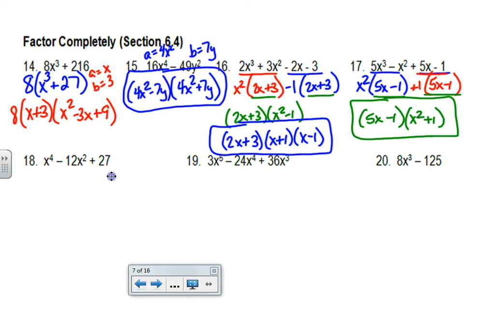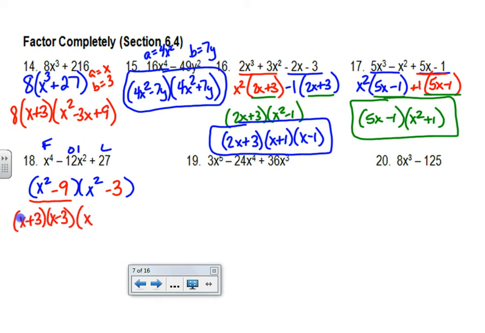Number 18, no common factor, but it is a trinomial, so we're just going to think about backwards FOILing and how we would get this trinomial if we backwards FOILed. So I see an x squared, and x squared is the only way to get an x to the 4th, and then it multiplies to 27, adds up to -12. There are a few options, but I'm thinking a -9 and a -3. Unfortunately, this one right here is the difference of 2 squares, so we're still not done. It's going to become x plus 3, x minus 3. And then the x squared minus 3 can stay, because it is a difference, but they're not both perfect squares, so I don't need to factor that any further.